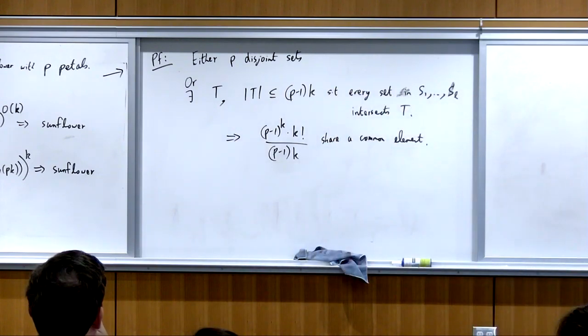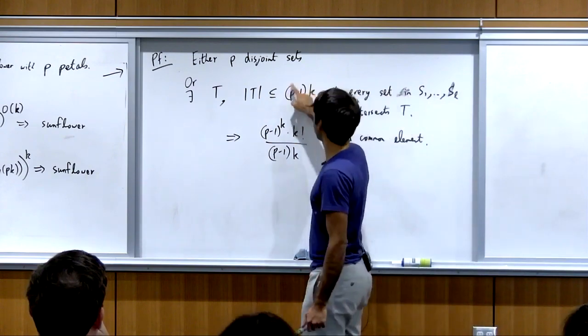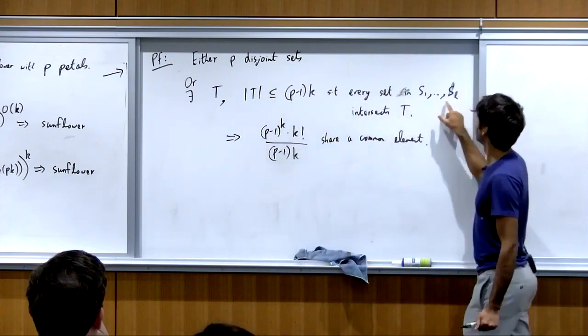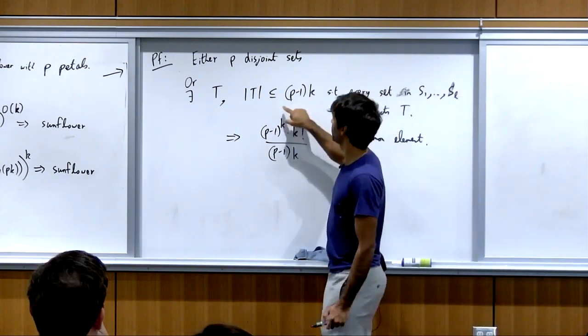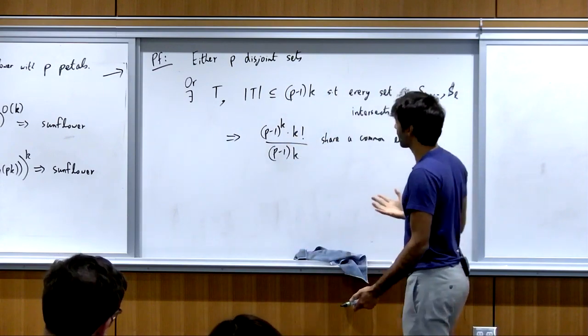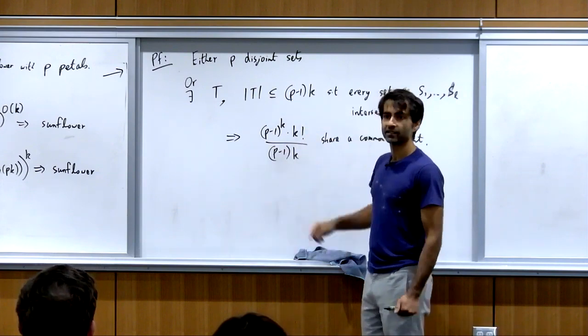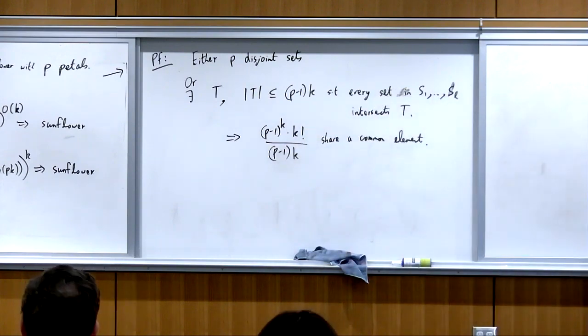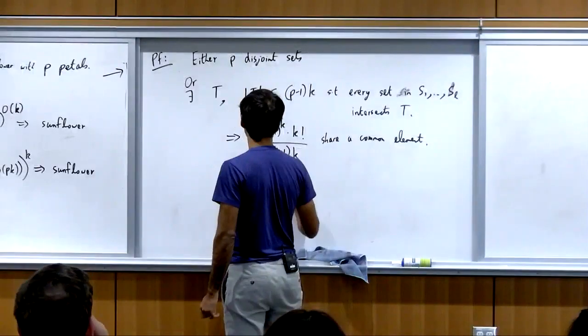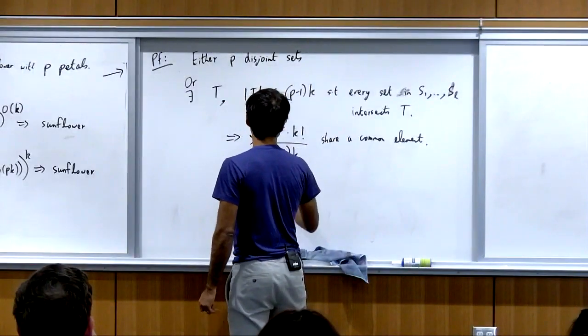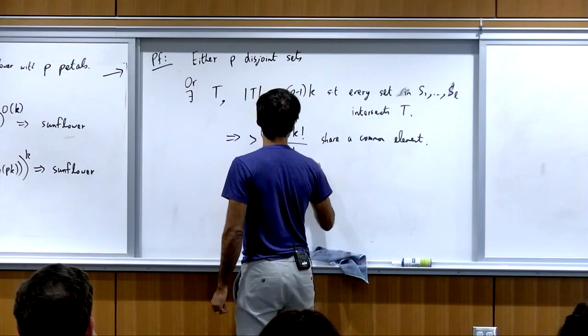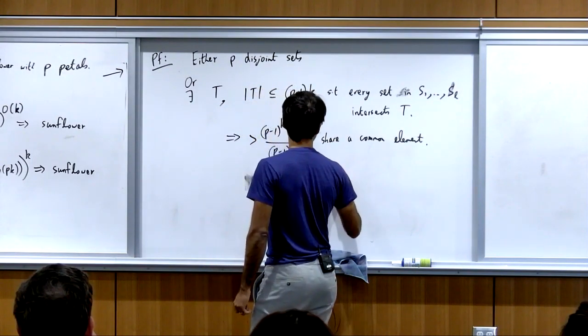Just by averaging, I have here that many elements, and every one of these sets hits one of these elements. So by averaging, there must be one of these elements that's contained in more than that many sets. And if you see this formula set up exactly, this is equal to (p minus 1) to the power k minus 1 times (k minus 1) factorial.